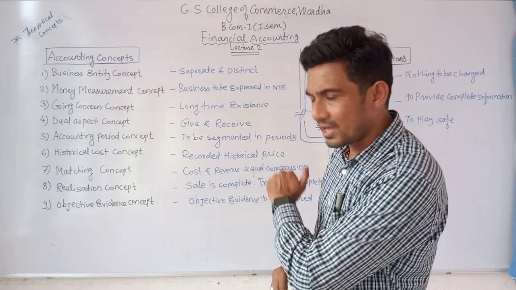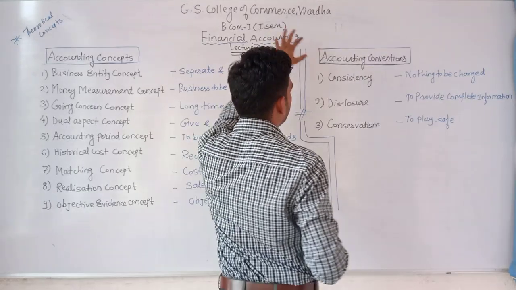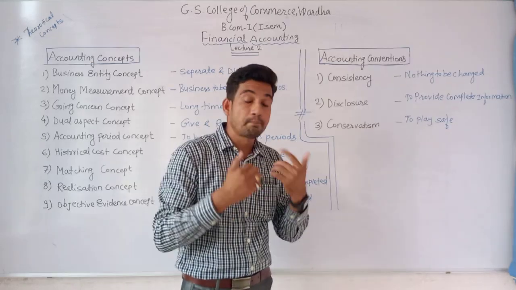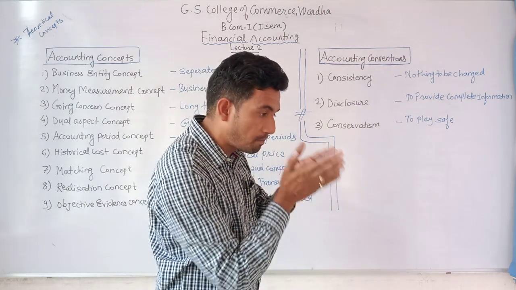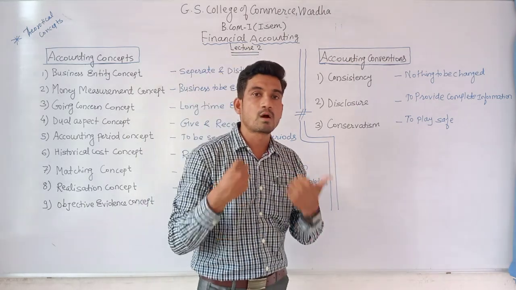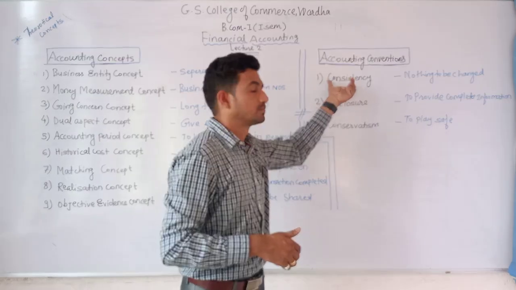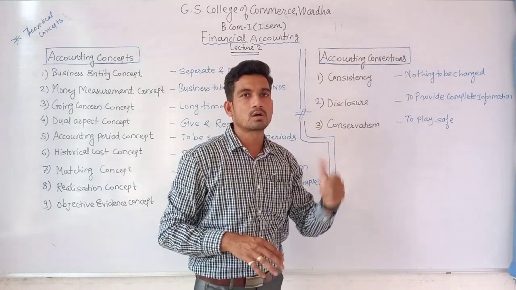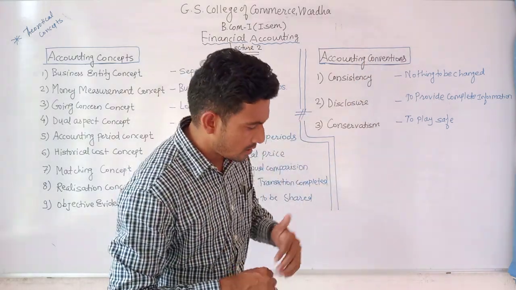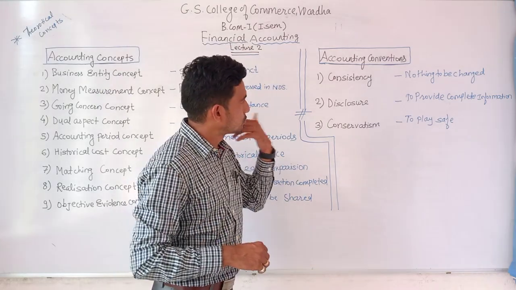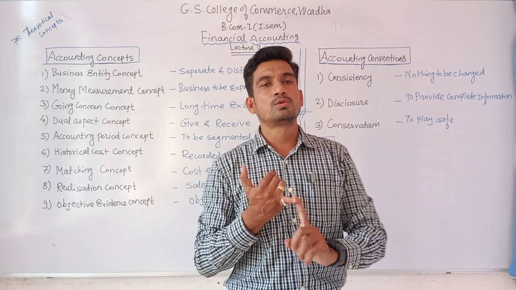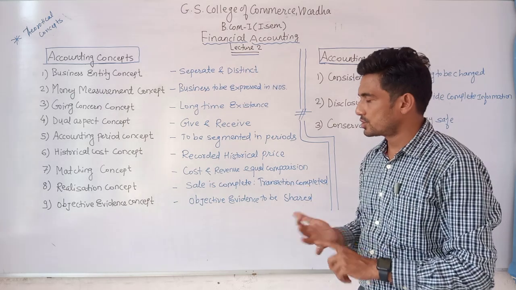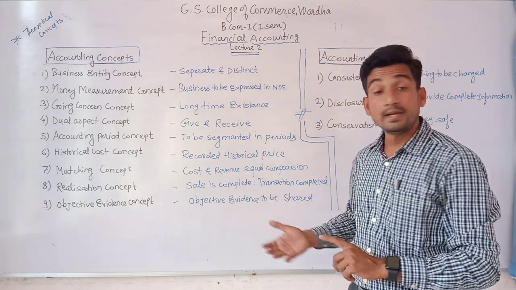Now moving to the last part of today's lecture, accounting conventions. How the accounting should be properly planned, properly prepared, properly framed, and what should be the support behind that accounting. The first support is consistency. There should not be frequent changes in keeping financial accounts or preparing financial statements. It means that the policies shouldn't change, the accounting period shouldn't change, the way of preparing accounts shouldn't change, the way of keeping evidences shouldn't change.